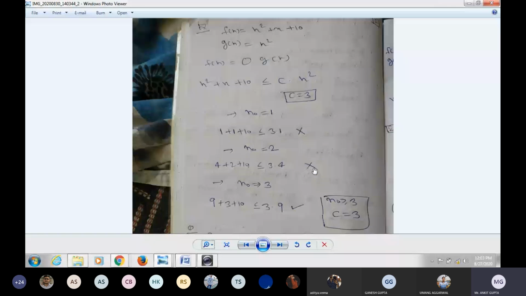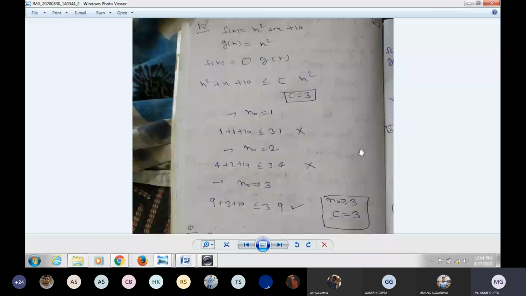So I will increase n naught again. If I take n naught is 3, that is 9 plus 3 plus 10, less than equal to 3 into 9. Condition is true. So from n naught is 3 onwards, the condition will be true always. If n naught is greater than equal to 3 and c is 3, the condition will be true always. So I have to find the two positive constants, that is c and n naught, so that from that onwards the condition is satisfied for all cases.